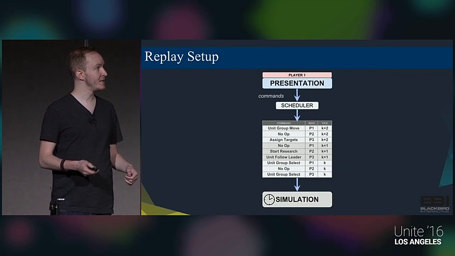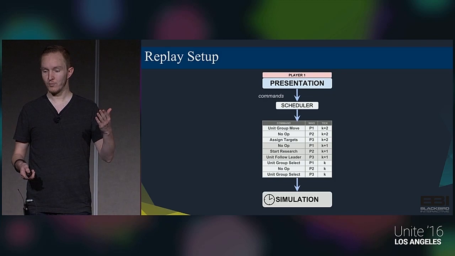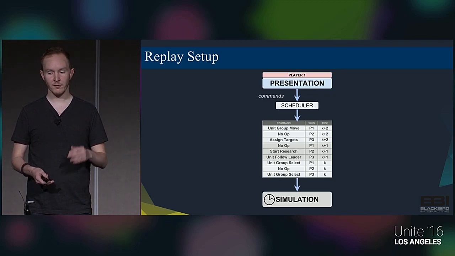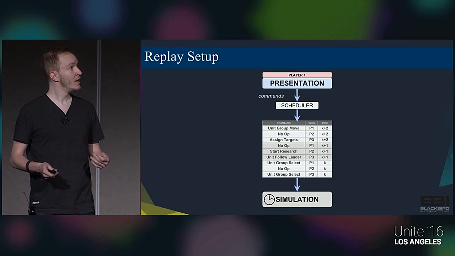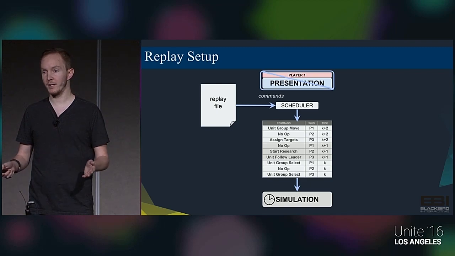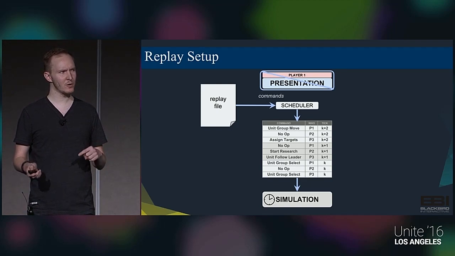On a high level, it's basically that. A little bit more in detail, we have our presentation sending commands to the scheduler. The scheduler groups everything up and sends it to the simulation. And then when we want the replay file to kick in, it takes over. We get rid of the player. We don't need him anymore. Except we sort of do.